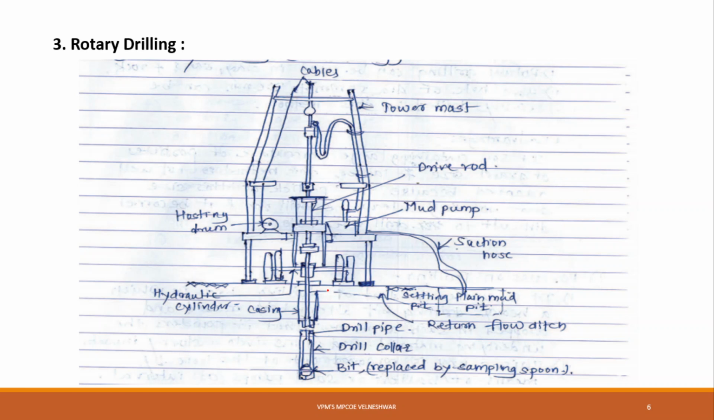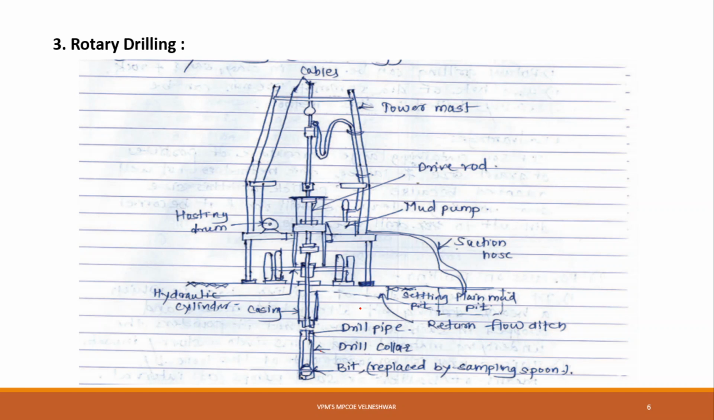Then see here, this is the settling pit, and the settling pit is connected to the return flow ditch. Above the settling pit there is a main pit from which mud is sucked, and this is the suction hose. The mud is sucked with the help of the mud pump, and that mud is used for drilling purposes, and that affects the casing material. How that affects the casing material I will tell you. So these are the different parts of rotary drilling.